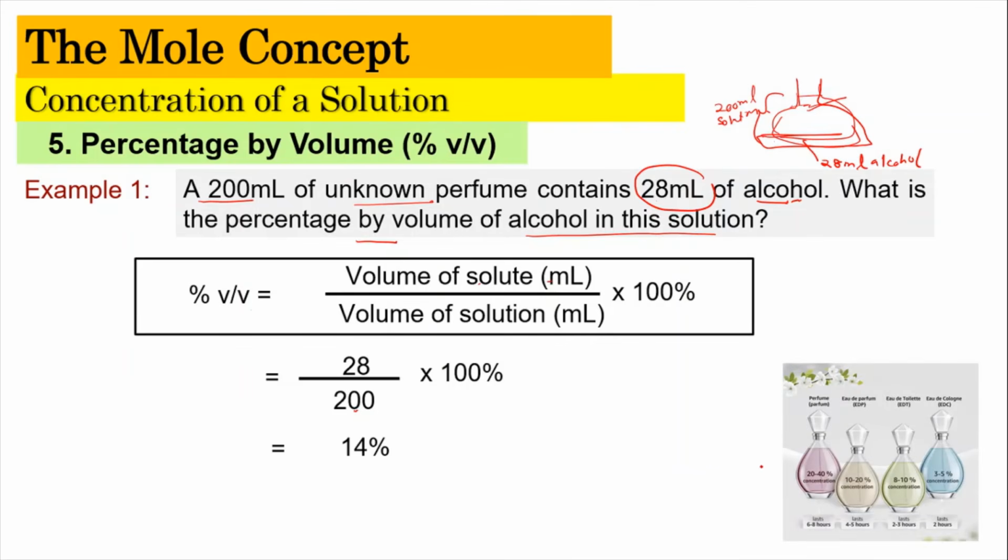Okay, and this one is just an extra information or application in real life. For example, if your perfume is 14%, you know that your perfume is eau de parfum in French. This might be very expensive in comparison to eau de toilette because it only has a much lower percentage of alcohol, and eau de cologne is the cheapest one because it has the least amount of alcohol. Okay, and this one, the perfume, will last longer, right?